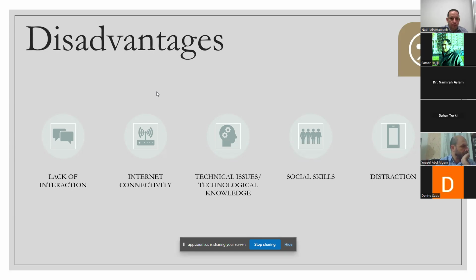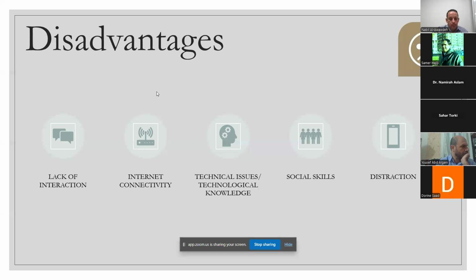And the next one is technical issues or technical knowledge. Well, not everybody is skilled at using computers and online learning platforms. Therefore, for some people, this is a problem: they cannot attend the classes or use the computers.